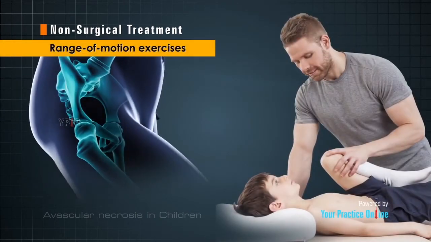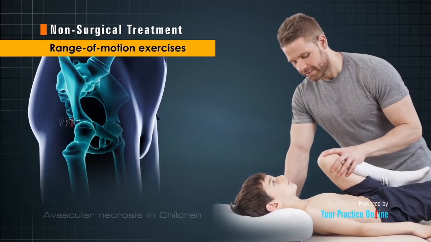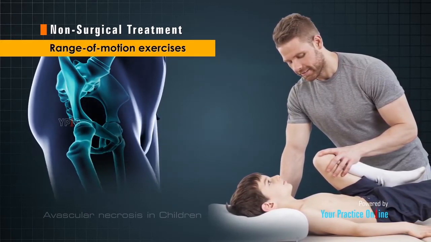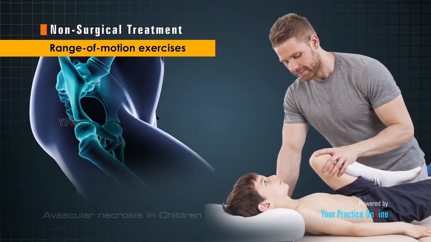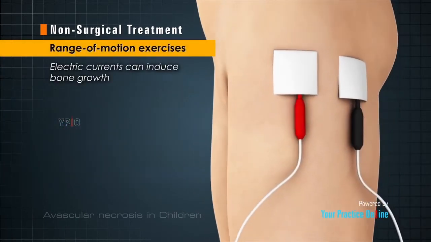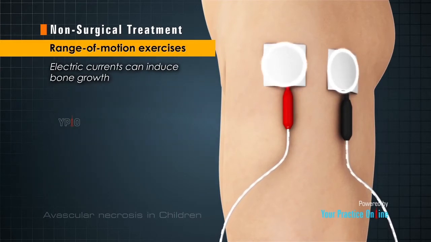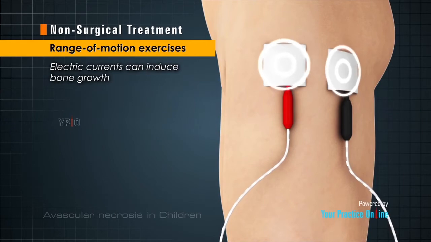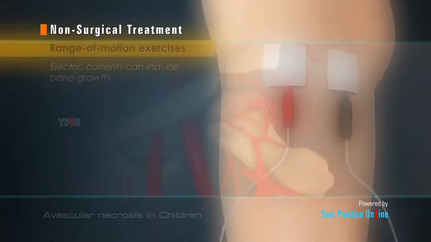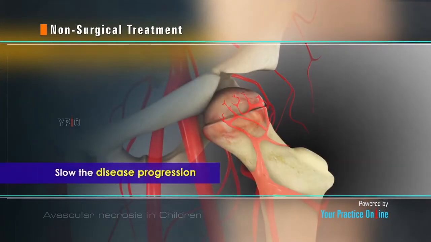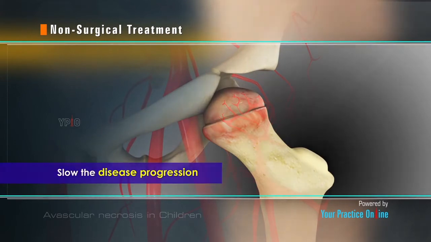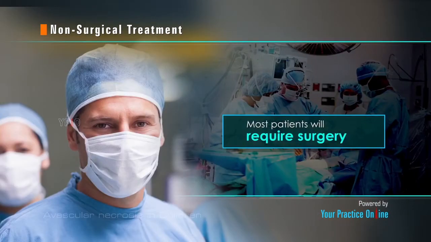Range of motion exercises can gradually improve movement of the restricted area. Electrical stimulation. Electric currents can induce bone growth. It may also be used during surgery where it can be applied to the damaged bone directly. Non-surgical modalities may slow the disease progression, but most patients will require surgery.